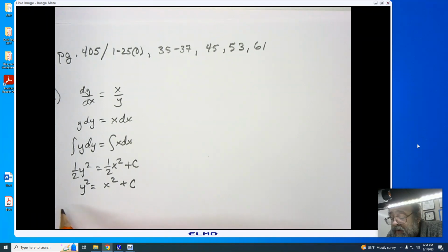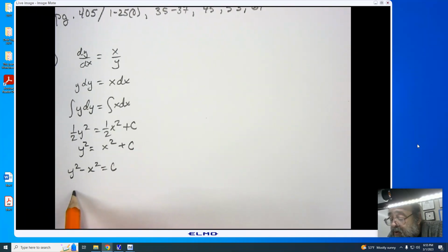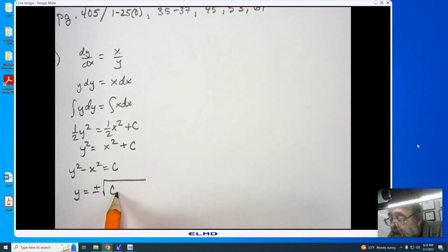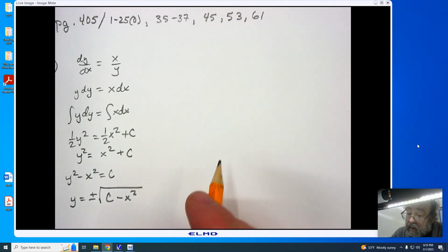Now be aware, for the book, they expect you to go y squared minus x squared equals c. However, the real solution that we are trying to find is y equals plus or minus the square root of c minus x squared. That's what I'm expecting you to do, and that is what the AP is expecting you to do, and that is what a college professor is expecting you to do. They are not going to ask for the y squared minus x squared equals c. So just be aware. The textbook has its own way of doing things, and I don't necessarily agree.